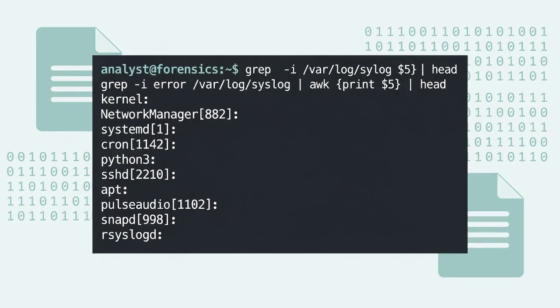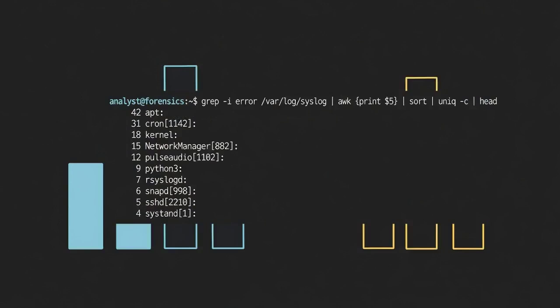Awk '{print $5}' extracts just that field, and head previews the first 10 so we can sanity check the extraction before we sort. Now we normalize. Sort groups identical field 5s together, then uniq -c prefixes each group with its frequency. This is the pivot that turns "how many errors" into "which component is failing most." The PIDs like 882 and trailing colons mean each variant counts separately. We'll address that in the next scene.